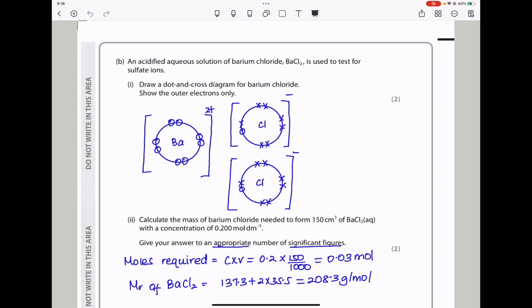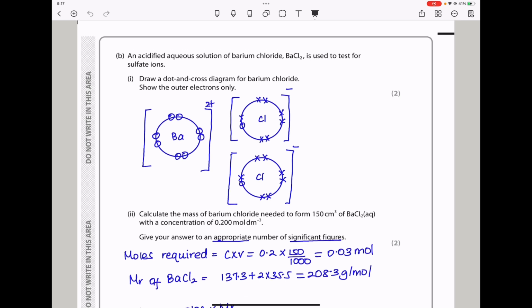They say draw a dot and cross diagram for barium chloride and show the outer electrons only. Now, because barium is in group 2, it could have lost the 2 outer electrons, so the present electrons are going to be 8 on the outer shell with a charge of 2+, and each of the 2 lost electrons is going to be gained by a chlorine atom to form a chloride ion, and I represented the 7 outer electrons on each chloride with 1 electron gained from barium, so you have to put a negative charge here. Please do not forget about the square brackets for all. This is ionic bonding. You have to represent them in square brackets with a charge on the outside.